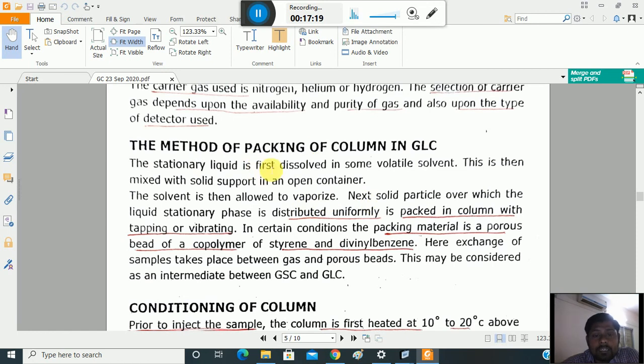The stationary liquid is first dissolved in some volatile solvent. Okay, stationary phase dissolved in a solvent, then it is mixed with solid support in an open container. Then the solvent is vaporized. So what happens, the solid particles over which the liquid stationary phase is distributed uniformly are packed in the column with tapping or vibrating. Okay, you can tap the column or with the vibrating of the column, the solid material can be filled in the particular column. Packing material is a porous bead of a copolymer of styrene and divinyl benzene. That is also important for MCQ purpose.